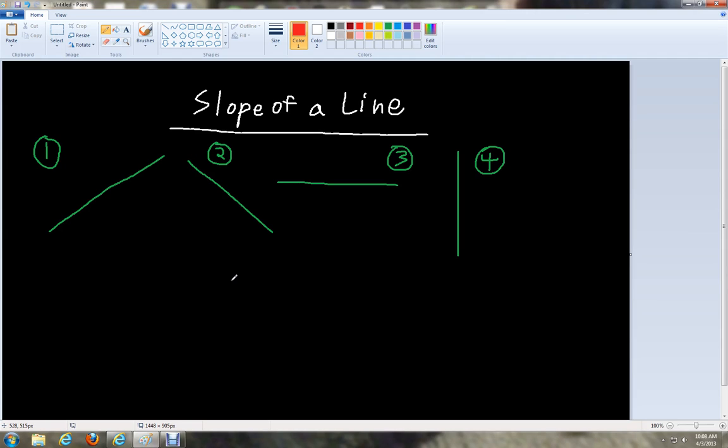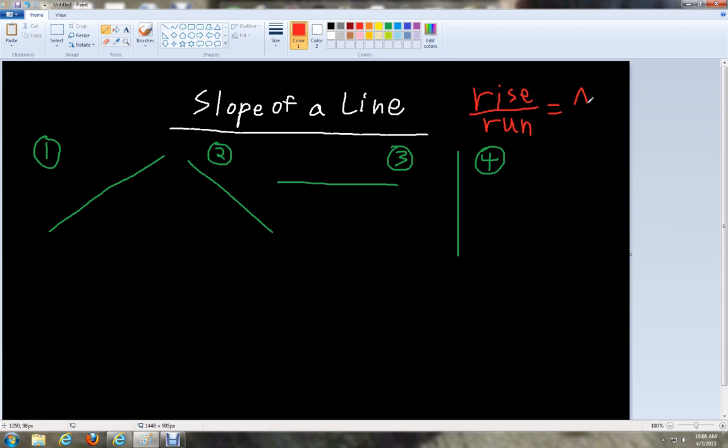As you can see, the slope of a line, first thing we're going to do is define what that is. The slope of a line can be defined as a ratio of a rise over run. So a ratio is like a division problem, a fraction, numerator, denominator. So the rise, we can think of that as like how the y values are changing.